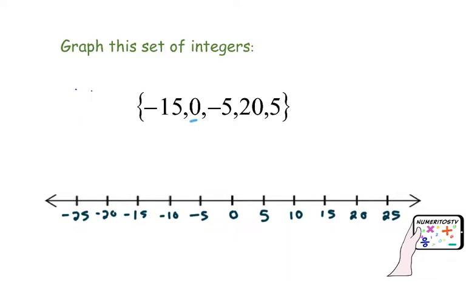Now, I am going to plot dots on these integers. Negative 15 will be here, negative 15, 0, negative 5, 20, and 5. As you can see, we're using the same number line. I am just changing the scale. This is a proper scale for this set of numbers. And then you just plot whatever integers you have in between your braces.